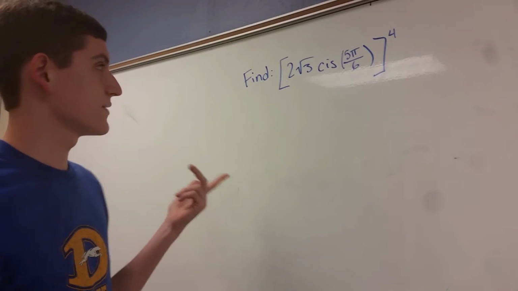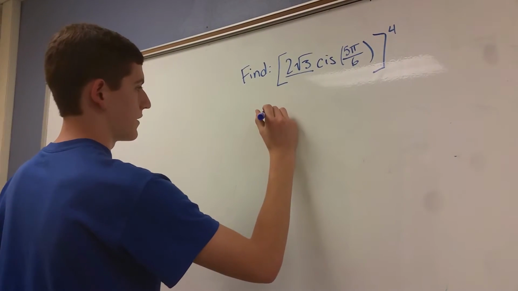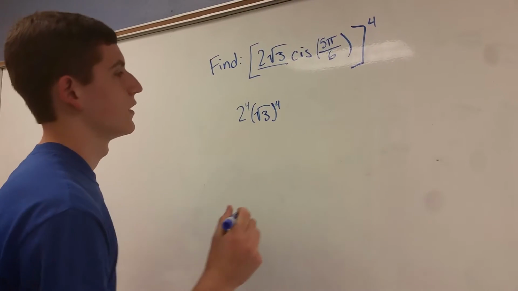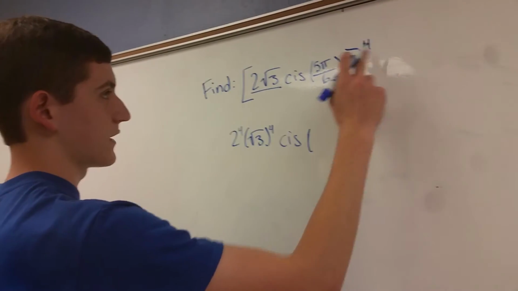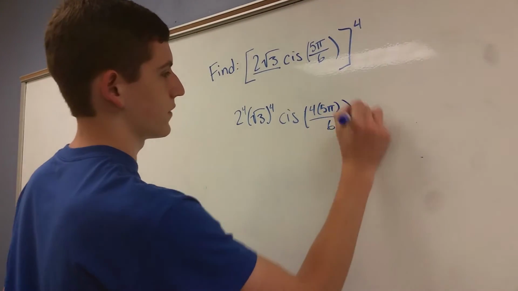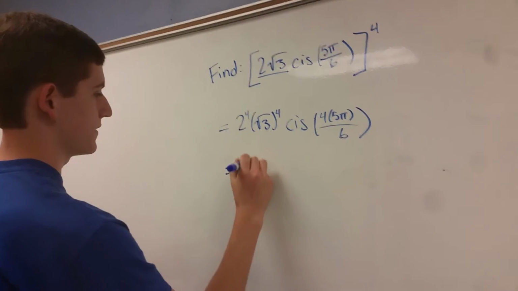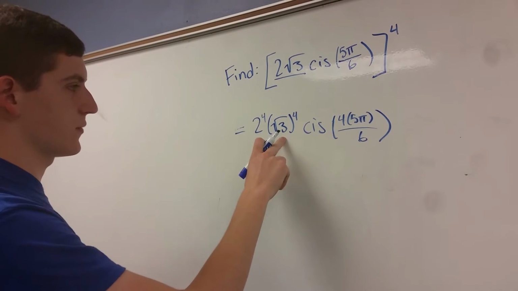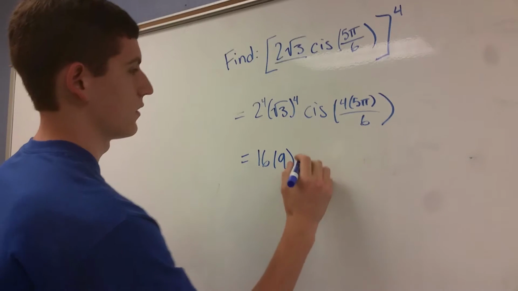So as De Moivre's theorem states, we take the modulus and raise that to the fourth. I'm just going to break that into 2 to the fourth times square root of 3 to the fourth. And then we have cis, and the argument gets multiplied by 4, so 4 times 5 pi over 6. Then 2 to the fourth is 16. Square root of 3 to the fourth is going to be 3 times 3, which equals 9.